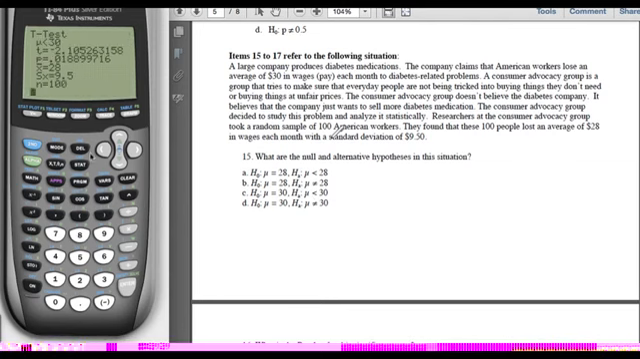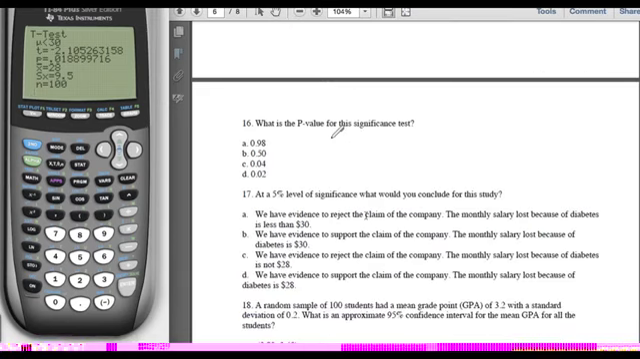When you hit calculate, your p-value is 0.0189. These choices take it to 2 places. So the closest answer would be choice D. It is 0.02.